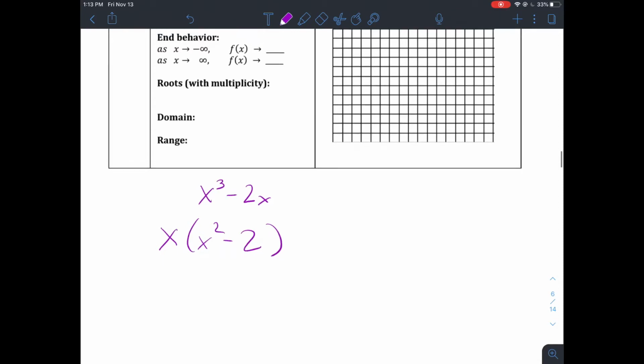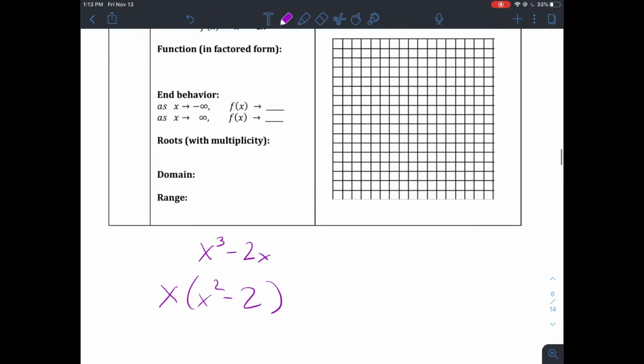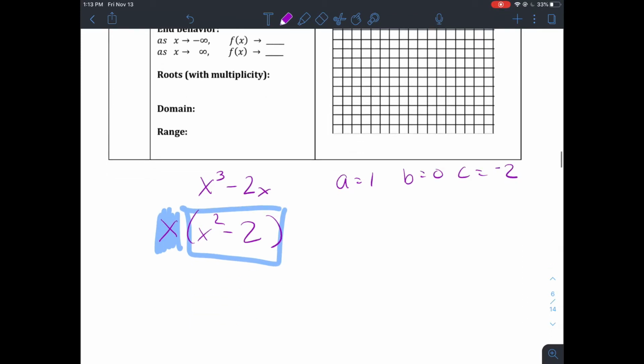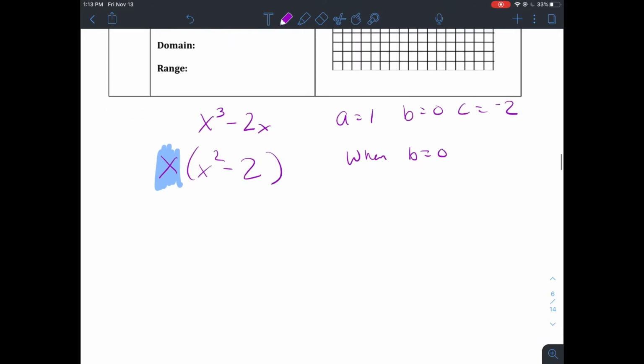All right. Now, at this point, you have a couple of different options. We know that x is definitely a factor because we got it by itself. But now we've got to factor this part. So you've got two options here. You could use the quadratic formula on this where a equals 1, b equals 0, and c equals negative 2. That would give you the correct answer. However, when b equals 0, you're able to just take the quadratic and set it equal to 0 and solve. It makes things a heck of a lot easier.